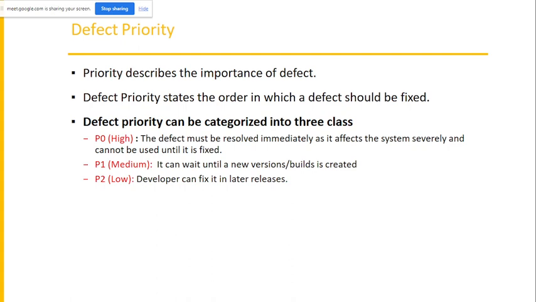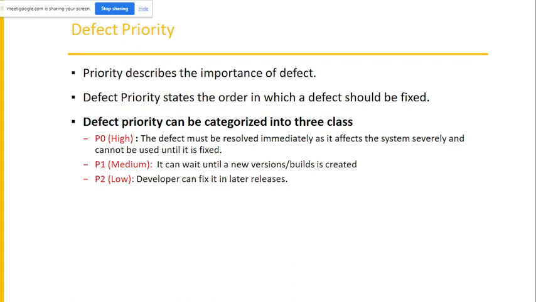Second point, you read, Pooja. Defect priority states the order in which a defect should be fixed. Much explanation is not required, I guess. Defect priority can be classified into three classes: P0, P1, P2, or P1, P2, P3. So let us assume P1 is high priority, P2 medium priority, P3 low priority.